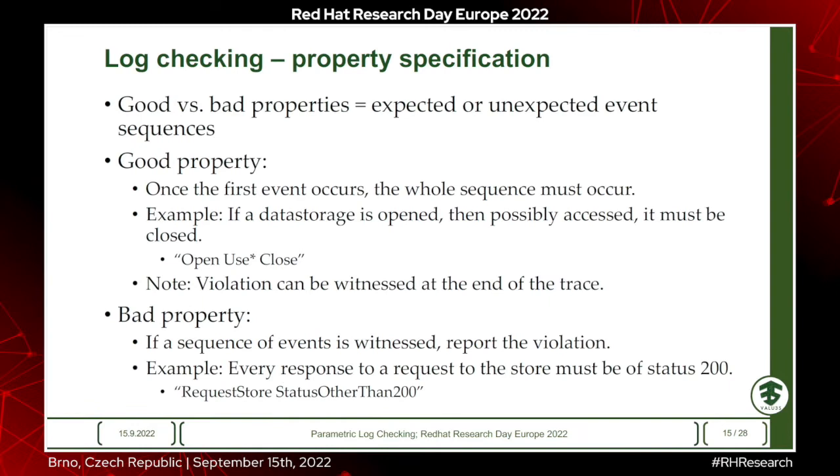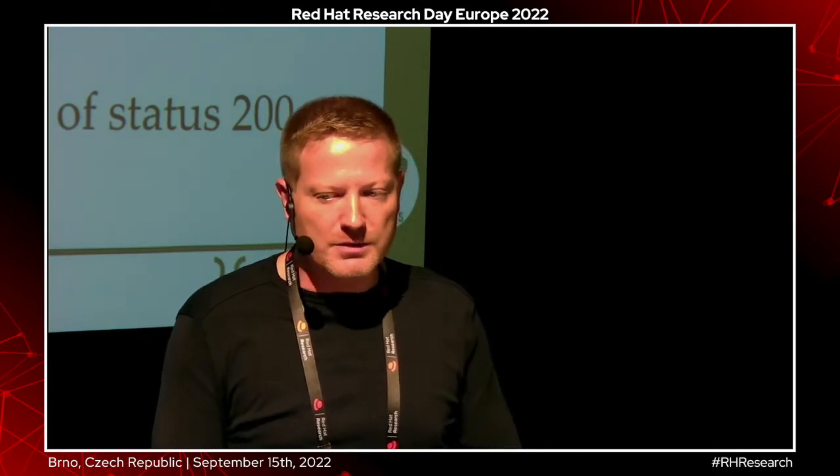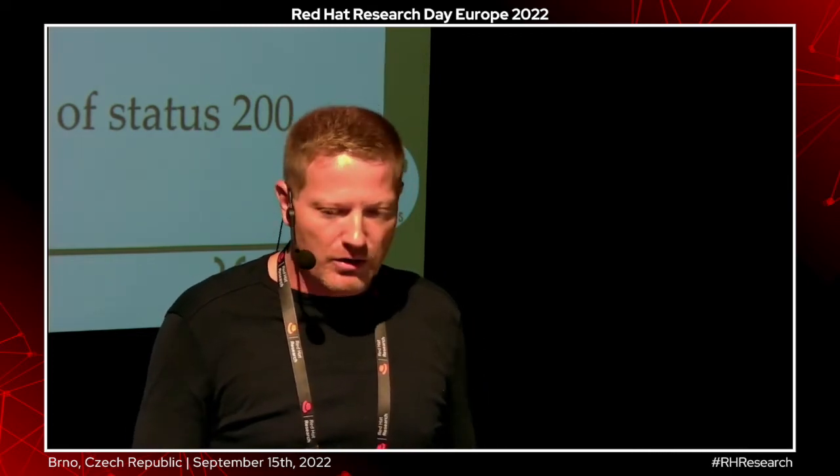So we have two different types of properties, good versus bad properties. That means that good properties are the expected event sequences, or bad properties are unexpected. Good property means once the first event of the sequence occurs, the whole sequence must occur. The bad property means if a sequence of events as a whole is witnessed in the trace, we must report the violation of the property.